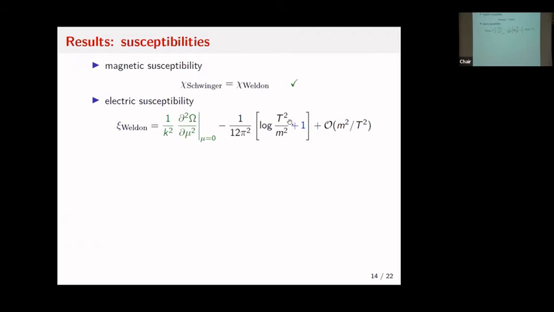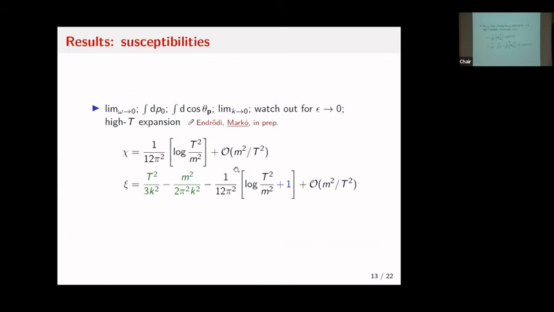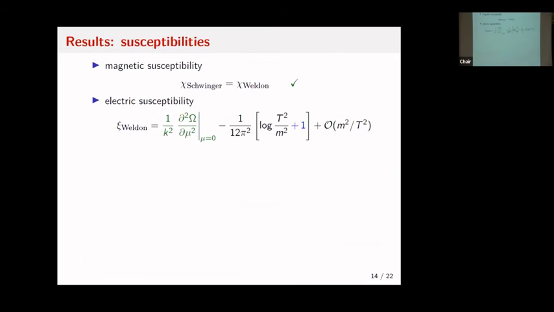Here it is in a slightly different form. I recognize that this 1 over k squared term is actually coming with a coefficient, which is the fermion number susceptibility. It's the second derivative of the partition function with respect to a chemical potential. You might see this here. It comes with T squared over 3 and m squared over some coefficient. This is exactly the number susceptibility.